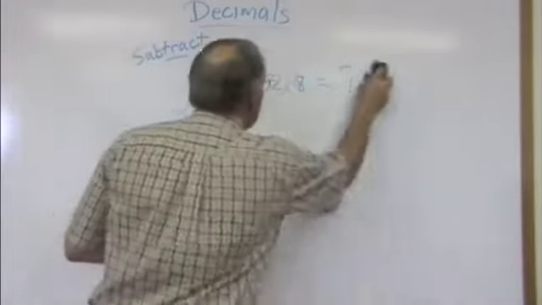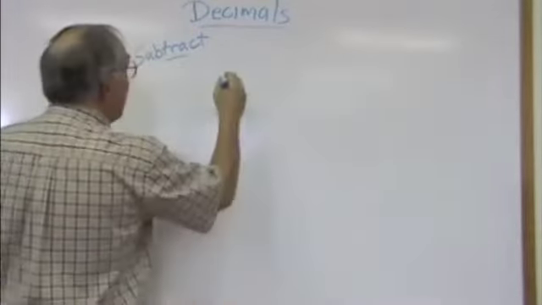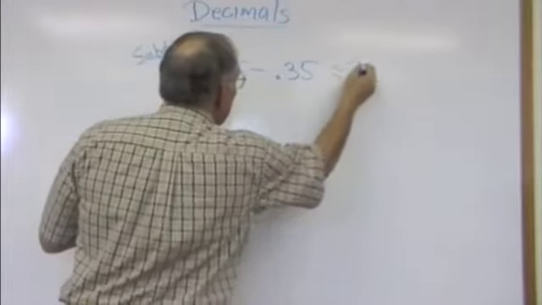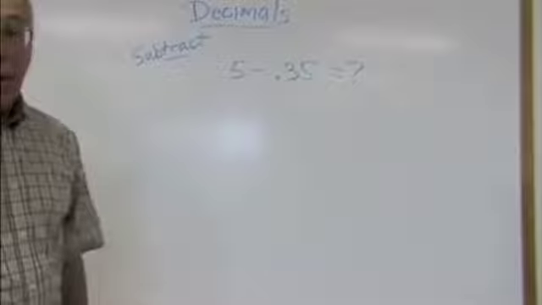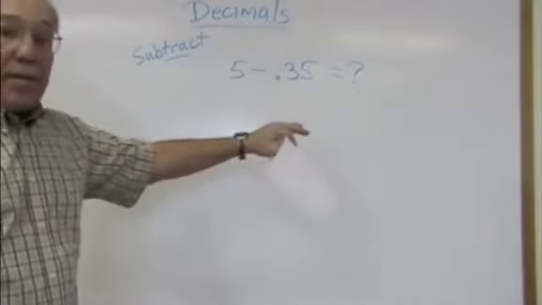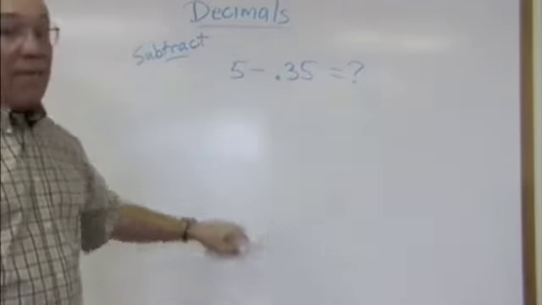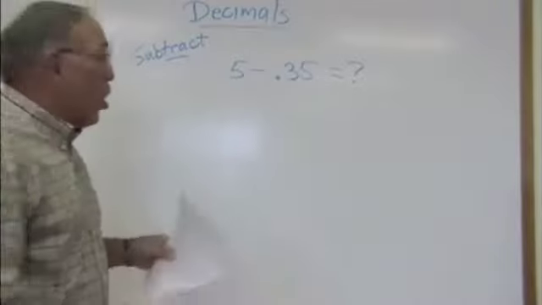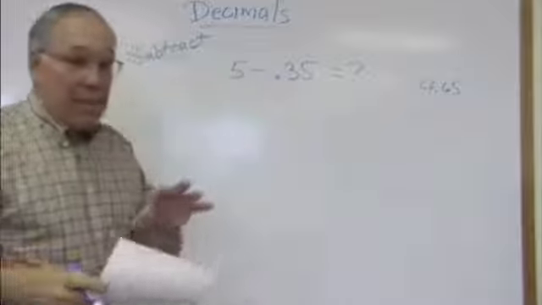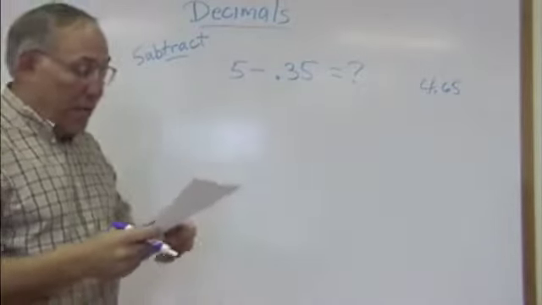What about this one? What if you have 5 minus 0.35? Well, again, you can think about money. If you have $5 and you subtract 35 cents, you're going to have what left? $4.65. So we know we're going to look at $4.65 for an answer. Sometimes it helps to estimate your answer, to make sure your answer is going to make sense.